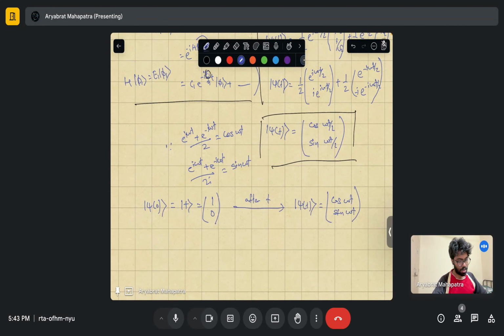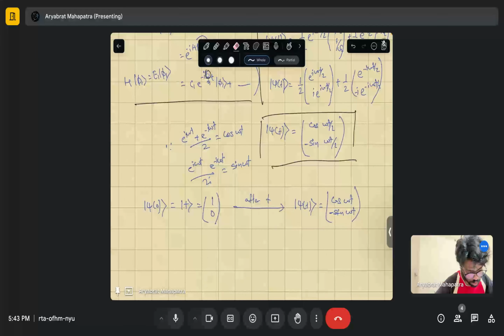I think there will be a relative minus sign here, because I did a small mistake right here, so this will be negative.